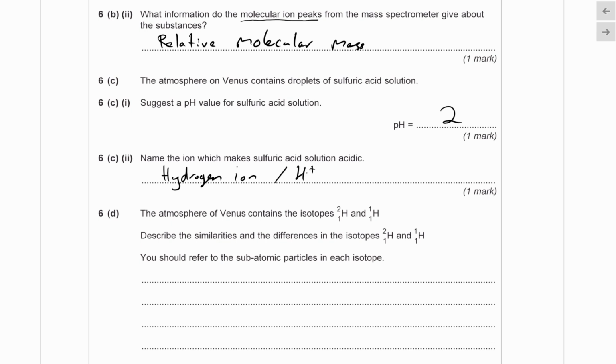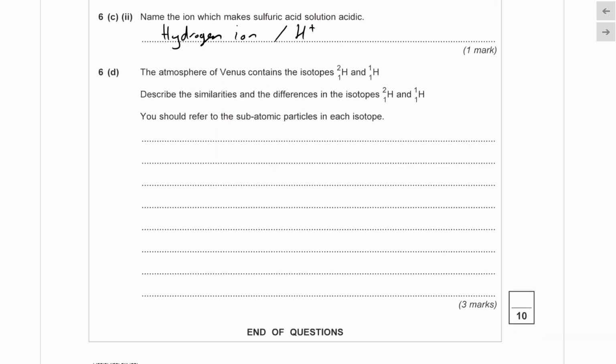Okay? Alright. In D, it says the atmosphere of Venus contains the isotopes of hydrogen, so these are 2H and 1H. Alright, that just tells you the size of them. Describe the similarities and differences in the isotopes of hydrogen. You should refer to the subatomic particles in each isotope. Okay, so subatomic particles, bearing in mind this is a 3-mark question, the subatomic particles are the proton, the neutron, and the electron.